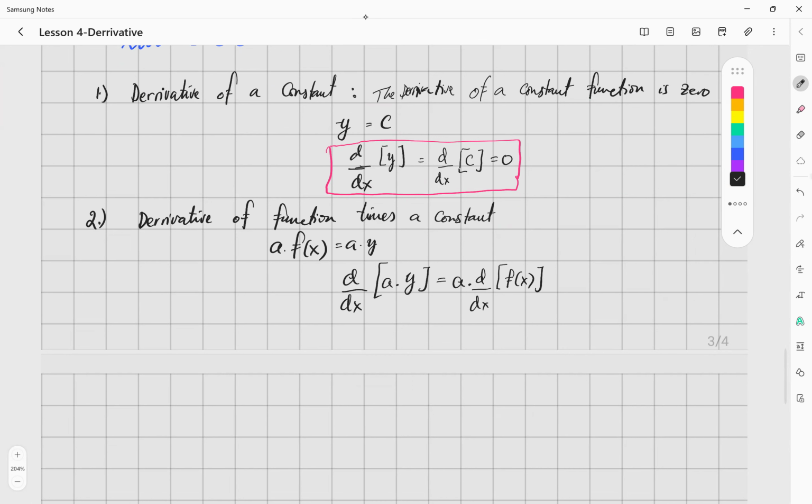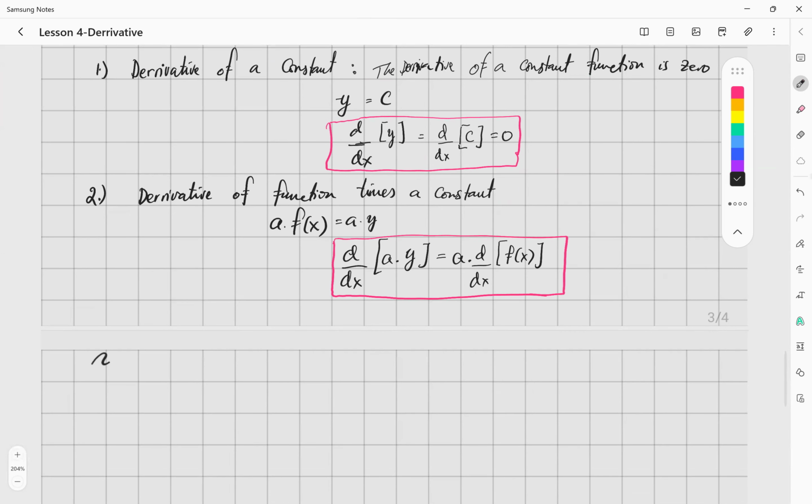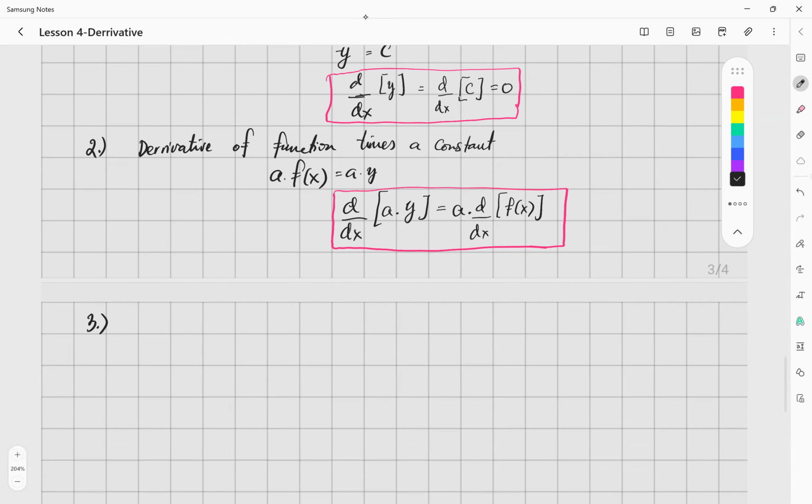A function is written as f of x, for example an equation like x square plus x cube minus 1 over x, where x is the independent variable. That's what we mean by functions, f of x. Do you understand? This is another property, another formula. So when you have a derivative of a constant times a function, you use this formula.